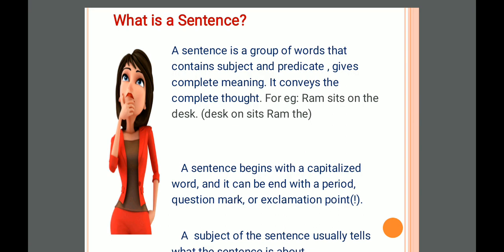Here is another group of words in the bracket: desk, on, sits, Ram, the. This is also a group of words. Unfortunately, it is not a sentence. Why? Because it doesn't follow the pattern of sentence and it doesn't convey complete thought. Another feature of sentence is that a sentence begins with a capital letter and it ends with a period, that means full stop, question mark or exclamation mark.